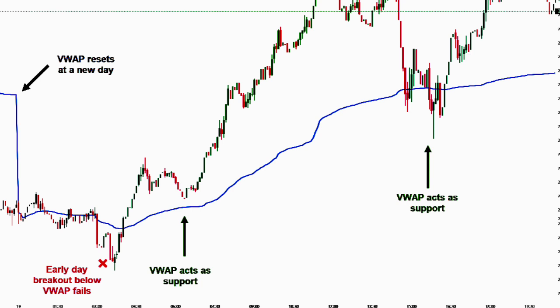Think of it this way. A simple moving average gives equal weight to every price point. The VWAP is smarter. It says, if a huge volume of shares traded at $150, that price is more important than a tiny volume trading at $151.